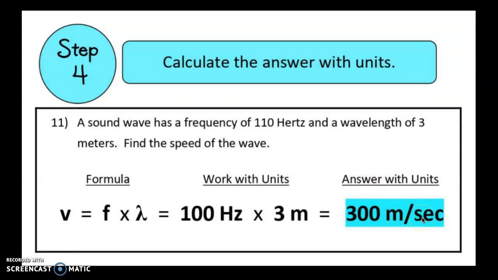All right, so that's how you get through this particular worksheet, and any frequency, wavelength, or speed of a wave problem. Use this on your worksheet. Touch base with me if you need anything else, and thank you so much.